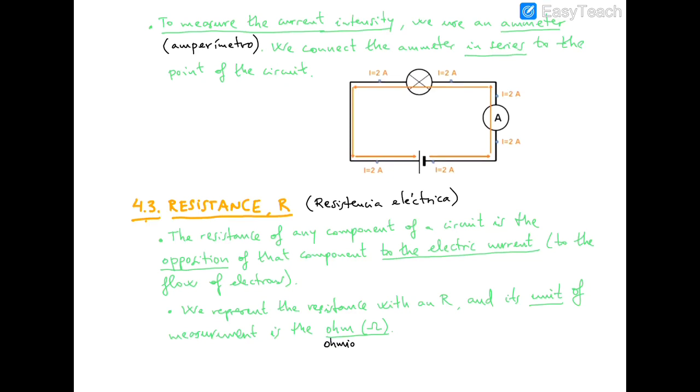The third electrical magnitude is resistance. We represent resistance with the letter R. The resistance of any component of a circuit is the opposition of that component to the electric current. So the more difficult it is for the electrons to pass through the component, the more resistance that component will have. The unit of measurement for resistance is the ohm, ohmio in Spanish, and we use this letter for representing ohms.